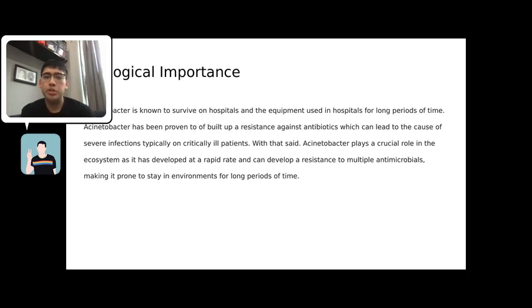Acinetobacter is known to survive on hospitals and the equipment used in hospitals for long periods of time. Acinetobacter has been proven to build a resistance against antibiotics, which can lead to severe infections, and those severe infections typically affect critically ill patients in hospitals. With that said, Acinetobacter plays a crucial role in ecosystems, as it has developed at a rapid rate throughout all ecosystems and developed a resistance to multiple antimicrobials, which makes it prone to stay in environments for a longer time, and that affects the ecosystem in a larger way.